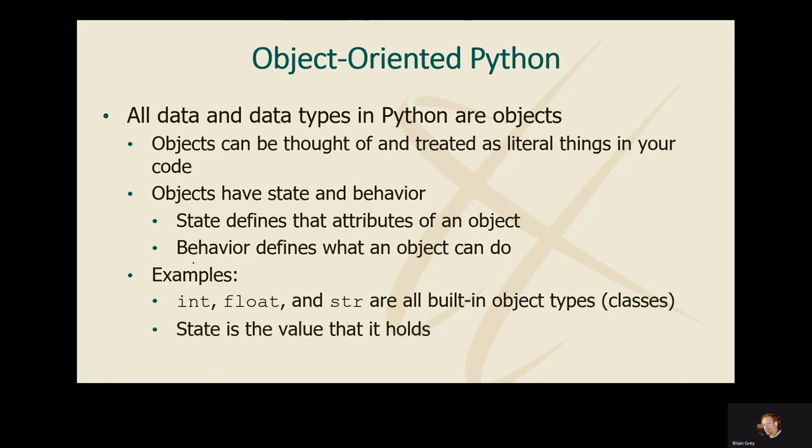Int has state. It can hold a number. Float has state. It can hold a decimal number. String has state. It can hold a string of characters. A list can hold multiple different objects. So an int with a value of 3 is different than an int with a value of 5. They have different state.